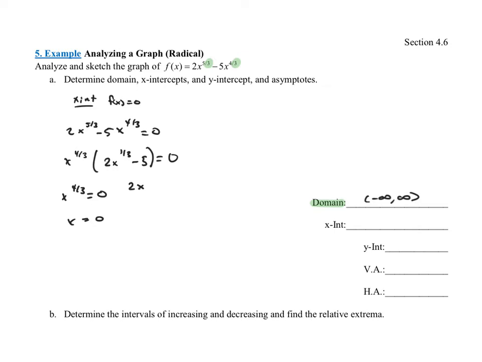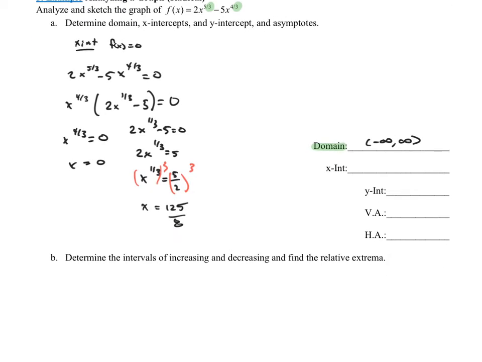Now I have 2x to the 1/3 minus 5 equals 0. Add 5 to both sides, I'd have 2x to the 1/3 equals 5. Divide both sides by 2, I'd have x to the 1/3 equals 5/2. And then to get rid of that cube root, you cube both sides. So I cube 5 and 2 individually, so x equals, well, 5 cubed is 125, and 2 cubed is 8. So what does that tell me? That tells me that I have two x-intercepts: 0, 0, and 125/8, 0.